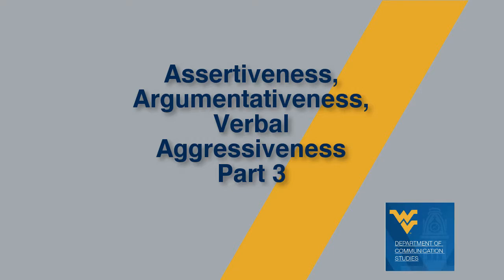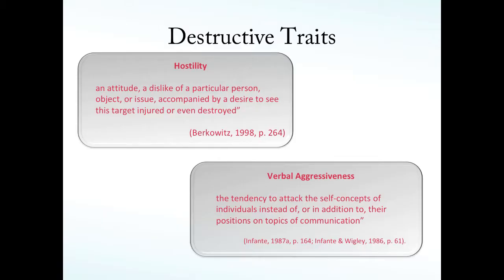Welcome back. This is part 3 of the assertiveness, argumentativeness, and verbal aggressiveness video series. We're going to take a deeper dive into looking at the destructive side of the aggressive communication model. We've talked about the constructive category of the aggressive communication model. Let's take a couple of minutes and talk about the destructive traits and that side of the model. There are 2 elements in this category. One is hostility, and the other is verbal aggressiveness.